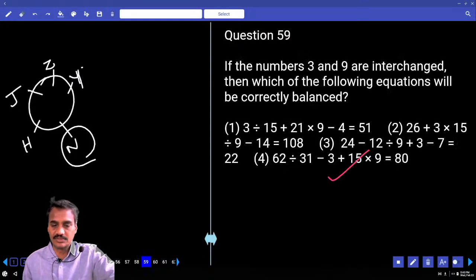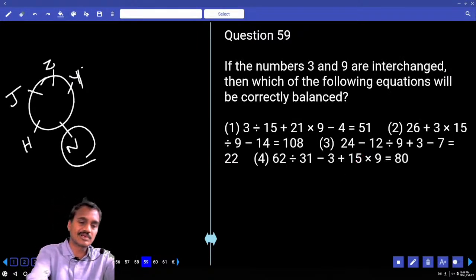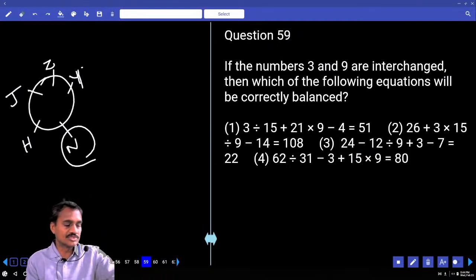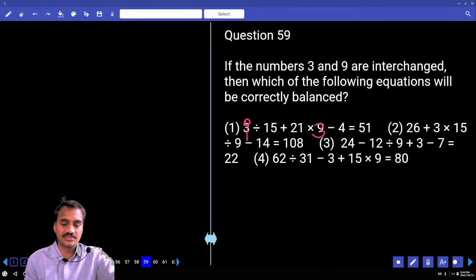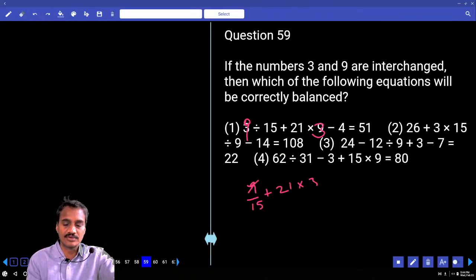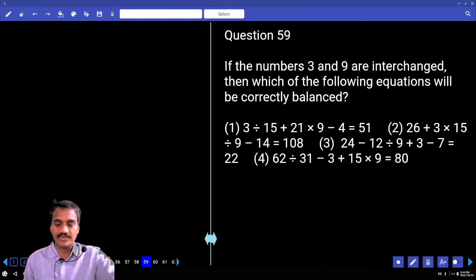Then 59th one. Now if the numbers 3 and 9 are interchanged, then which of the following will be correctly balanced? Now which two must be interchanged here? 3 and 9. Now 9 is here and 3 is at this place. Now tell me, are we getting the answer or not? 9 divided by 15 plus 21 into 3, and this will be 5. Now it is not perfectly divisible, that is ruled out.